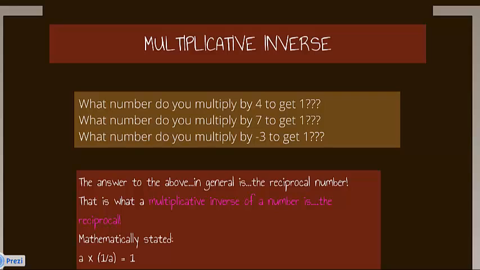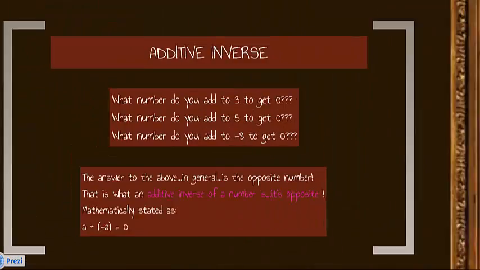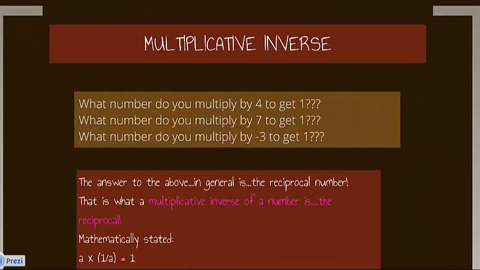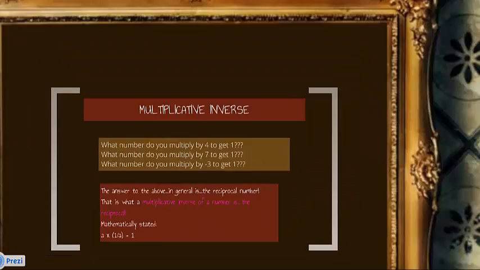Now, inverses and identities are definitely tied together, because notice back with additive inverses, when you add two additive inverses, you get the additive identity 0. And then likewise in multiplication, when you multiply two reciprocal numbers, two multiplicative inverses, the result is 1, which is the multiplication identity. So they're definitely tied together.